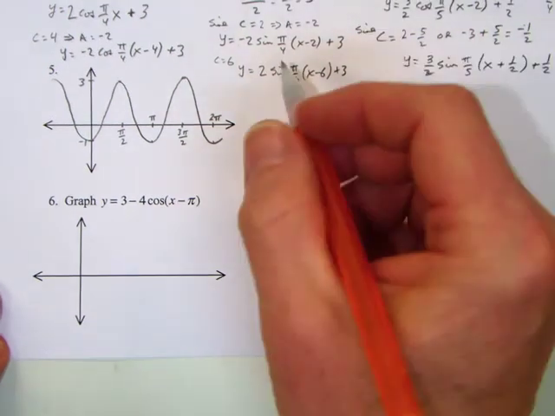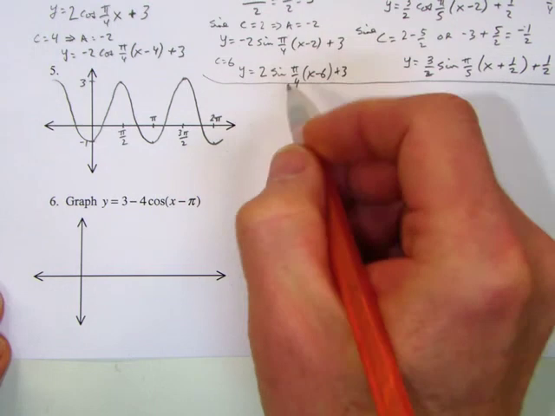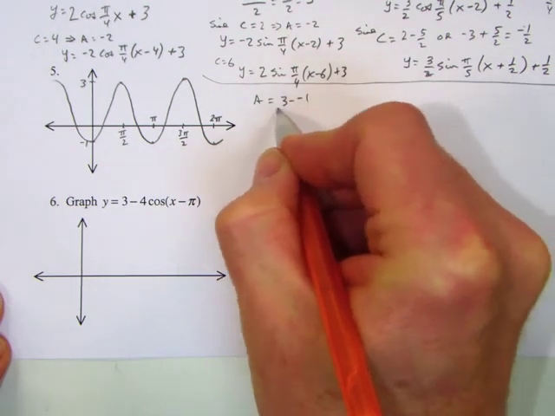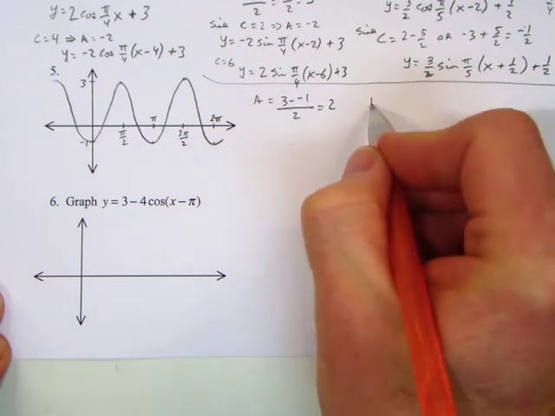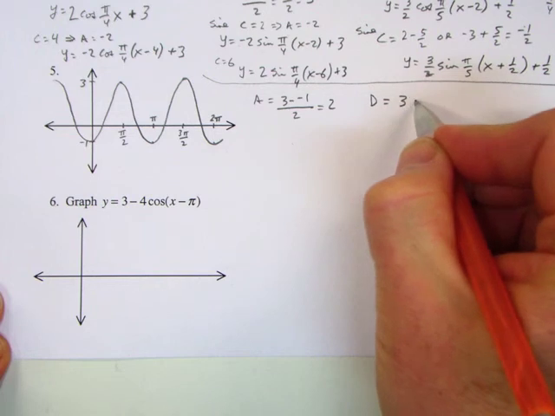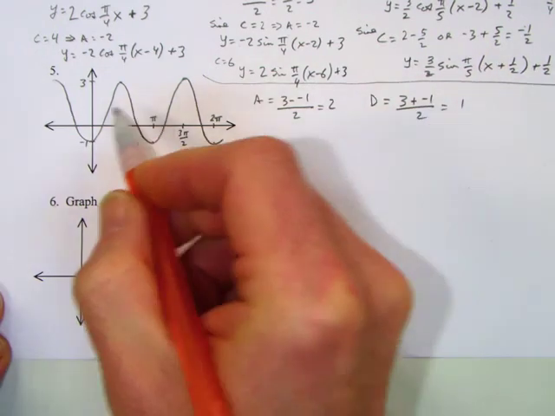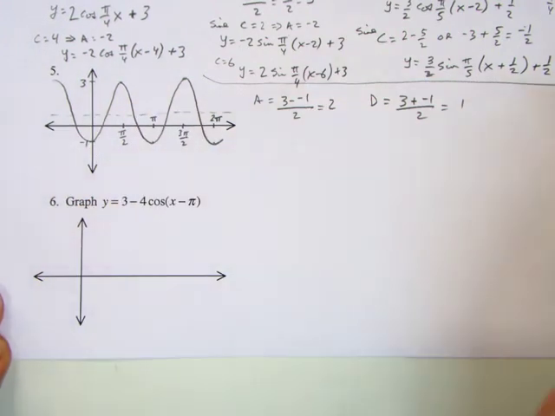Next one is just another practice of it. So we can say a is 3 minus -1, max minus min, over 2. So that's 4 over 2, which is 2. We can go right away to D is the midpoint, 3 plus -1 over 2. So that's going to be at 1. So we'll have something that looks like this.